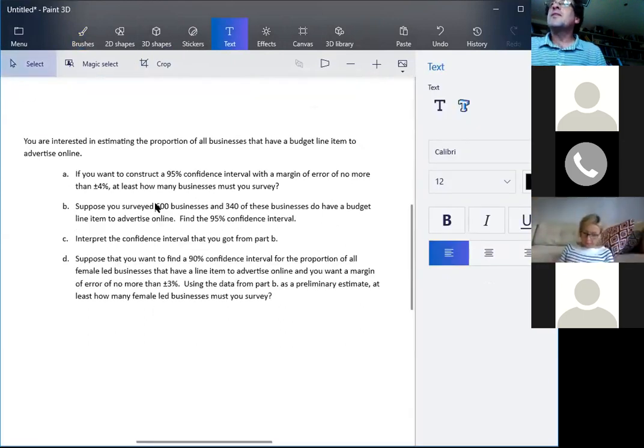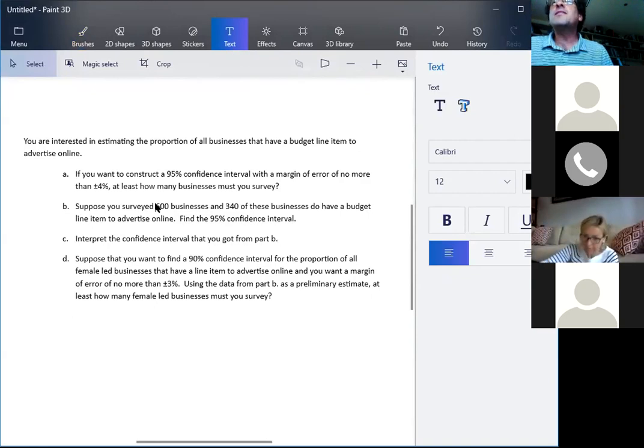Okay, so you're interested in estimating the proportion of all businesses that have a budget line item to advertise online. Always an interesting thing. Okay, if you want to construct a 95% confidence interval with a margin of error of no more than plus or minus 4%, at least how many businesses must you survey?